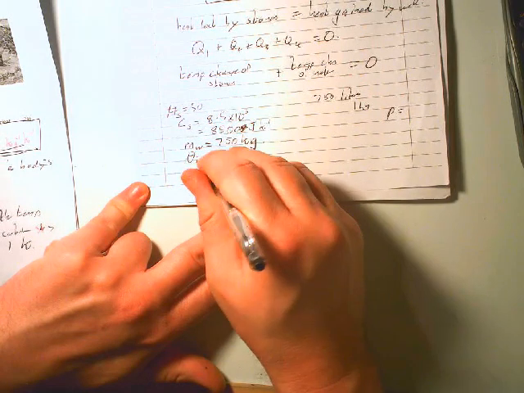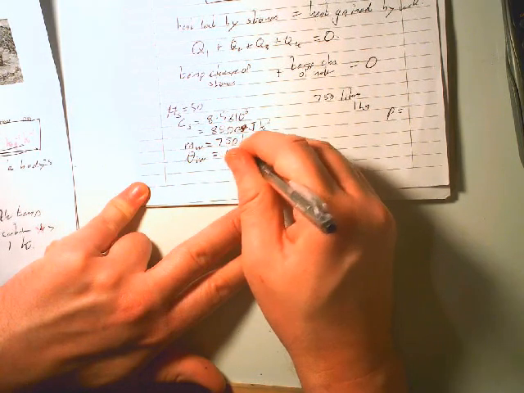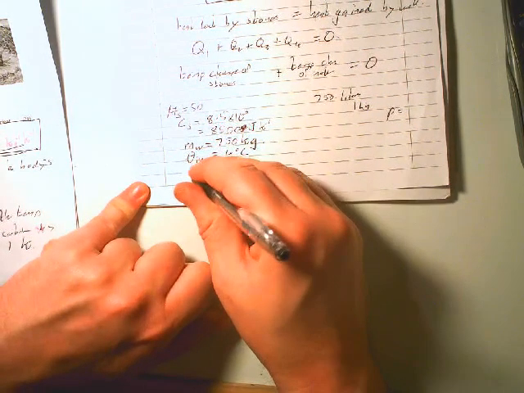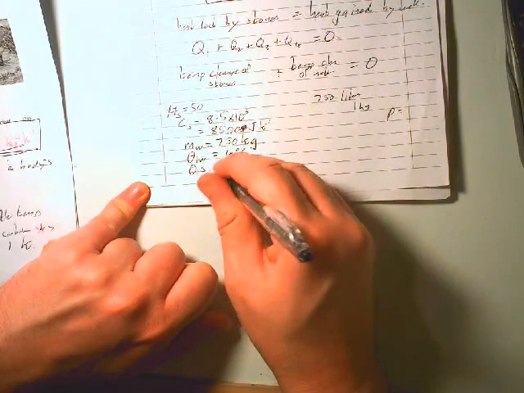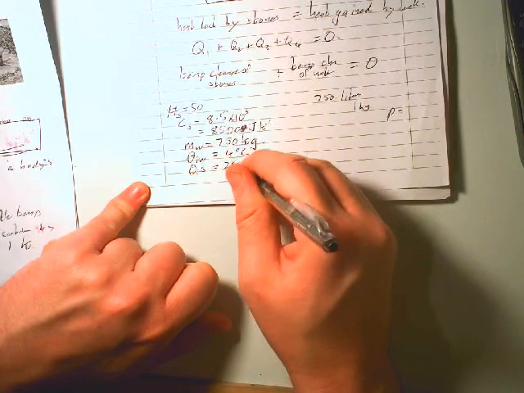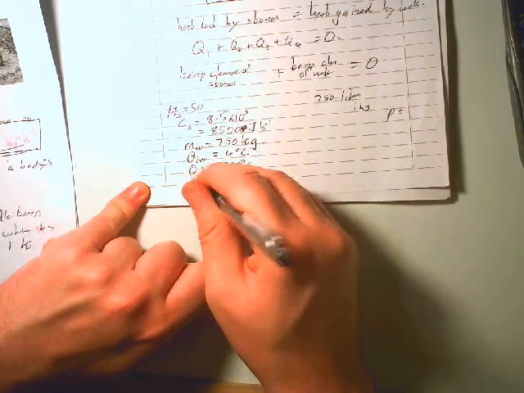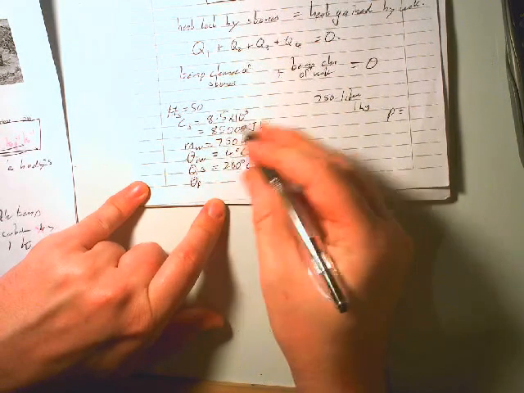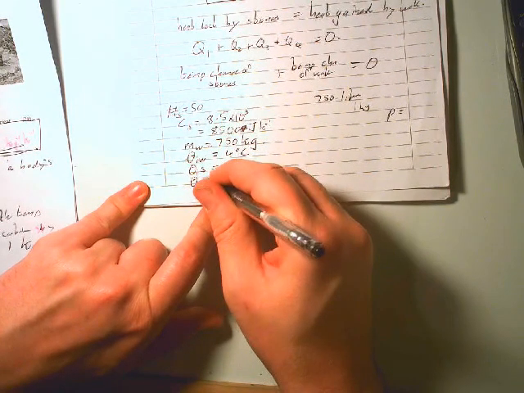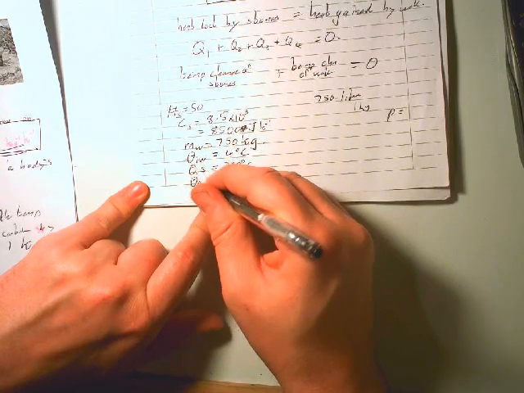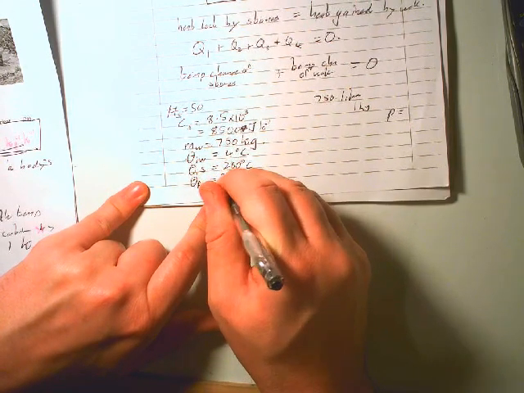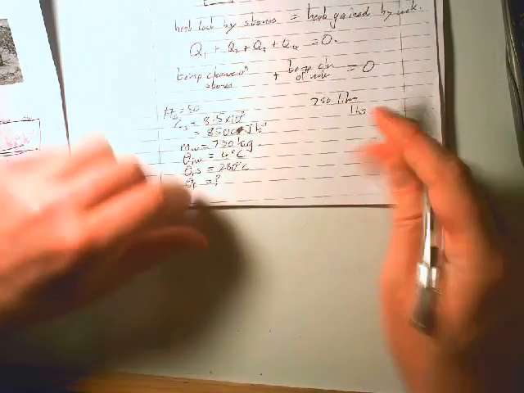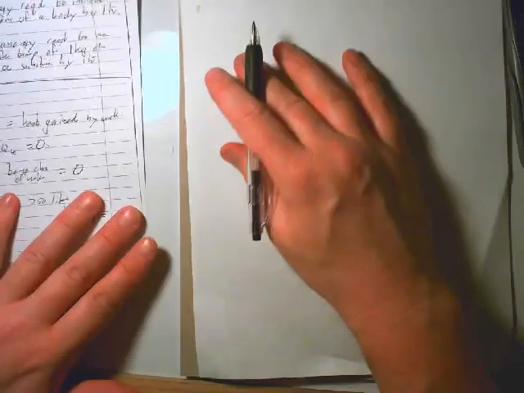The initial temperature of the water, so I'm going to use a little IW for the initial of the water, was 4 degrees Celsius. The initial temperature of the stones when they came out of the fire was 280 degrees Celsius. And we don't know the final temperature of both. Now remember, the water and the stones will be at the same temperature at the end, so we can just say theta F, because it's going to be the same. And we don't know what that is. That's our target, that's what we're looking for.